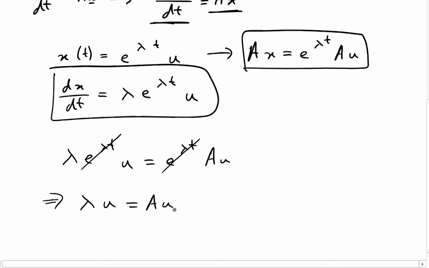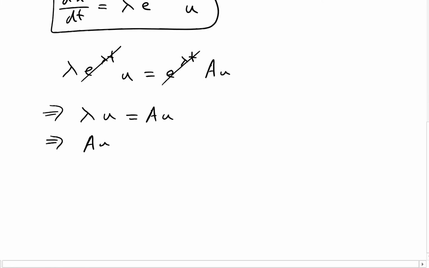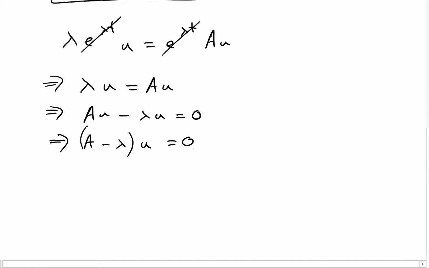And then if I move this left-hand side over to the right-hand side, I get Au minus lambda u, that's going to be equal to 0. Take out a u, I get A minus lambda I, or A minus lambda, it doesn't matter, because u is a vector, equals 0. And you should recognize this from eigenvectors and eigenvalues, all right? Hopefully you should.